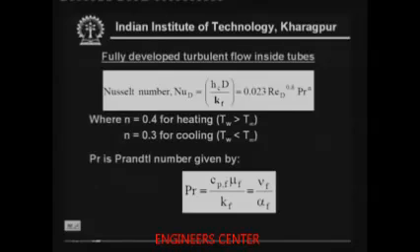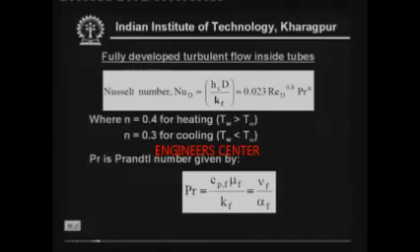This is known as the Dittus-Boelter equation, and this is valid for fully developed turbulent flow inside smooth tubes. It relates a non-dimensional parameter, the Nusselt number, defined as Hc d by Kf, equal to 0.023 Re to the power of 0.8 and Pr to the power of n. So Nu is the Nusselt number, and it is equal to Hc d by Kf, where Hc is the convective heat transfer coefficient, d is a length parameter, and Kf is the thermal conductivity of the fluid.